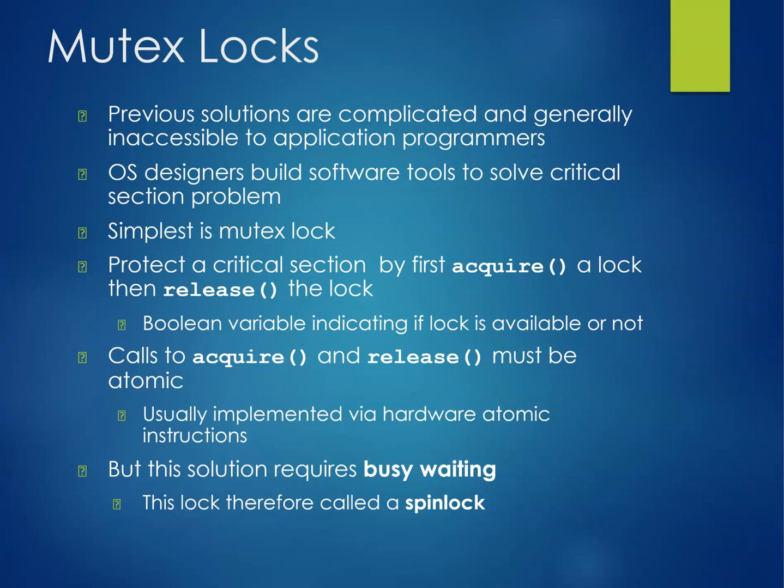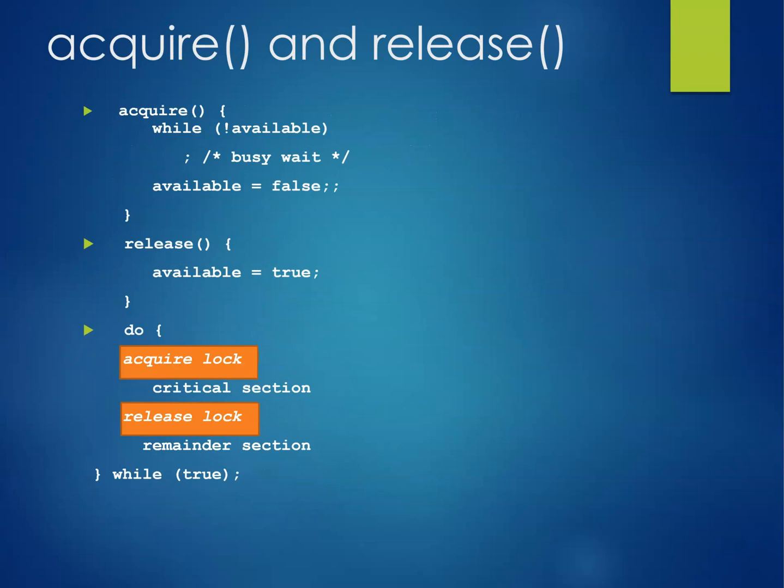And it's a Boolean variable that indicates if the lock is available or not. Calls to acquire and release must be atomic, and these can be implemented via hardware atomic instructions. The solution requires busy waiting, though. That's a problem. So this could be called a spin lock, as in it constantly is being checked and spun until you're able to get into it. But it's the same basic concept.